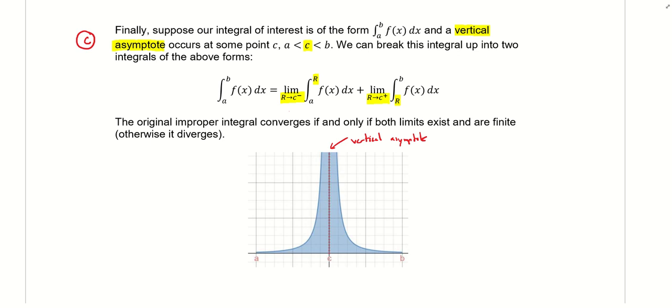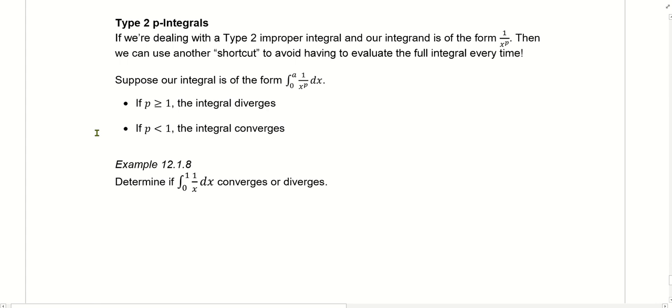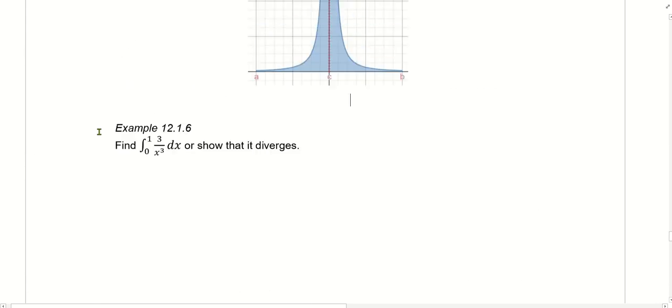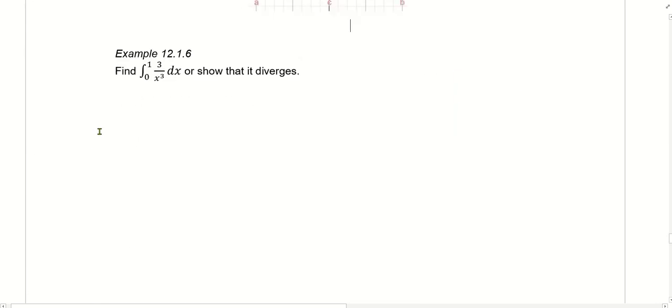So let's do a couple examples with these. We won't go as in depth. We'll just do a couple and then talk about type 2p integrals. But let's go ahead and see what happens with this type of improper integral. So here we want to find the integral of 3 over x cubed as we integrate from 1 to 0, or we want to show that this diverges.